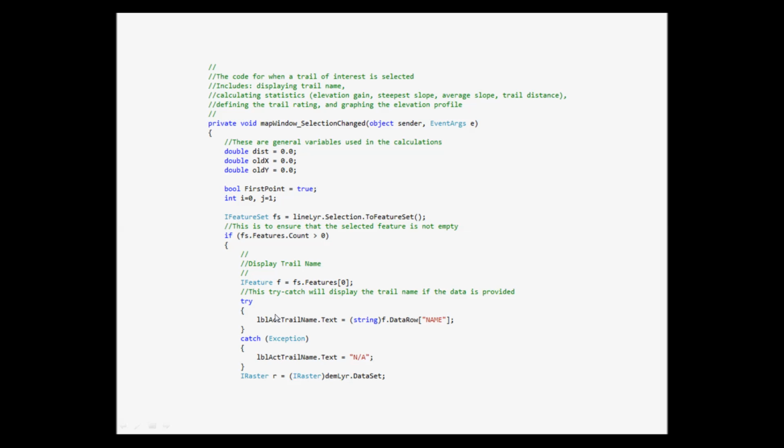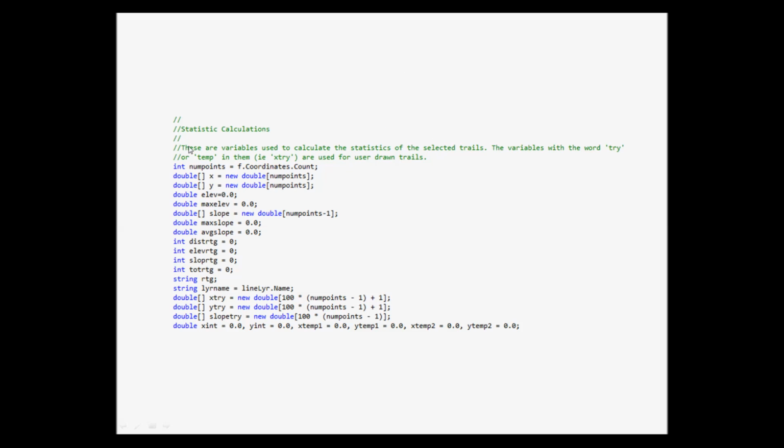And so what it first does is it checks to see if that feature set has a name defined, and if it does, it will display that in our output boxes. If there's no name, it just says not any. And then what it does is it sets the DEM to be an IRaster layer. After that, we declare a bunch of other variables here.